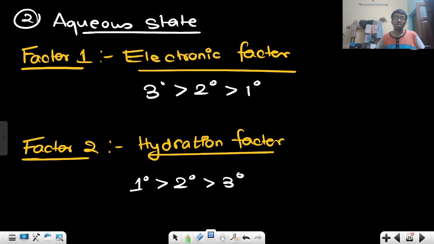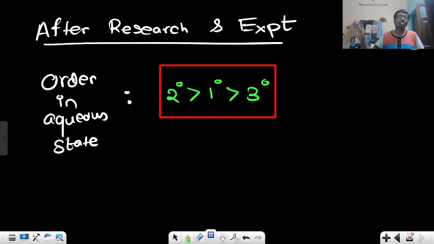But if we go by the electronic factor, then order is 3 degree, 2 degree, 1 degree. So both the orders are reversed to each other. That is the reason we could not come to any conclusion. Ultimately, after research and experiments, we came to the conclusion that the order is 2 degree, 1 degree, 3 degree. You need to remember this. Is it clear to everyone?